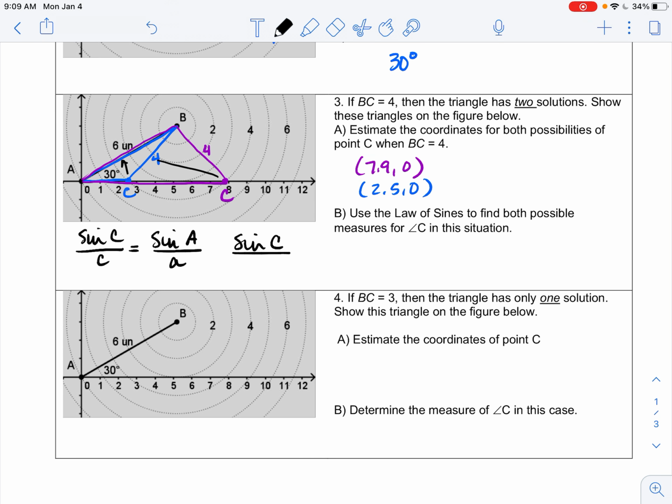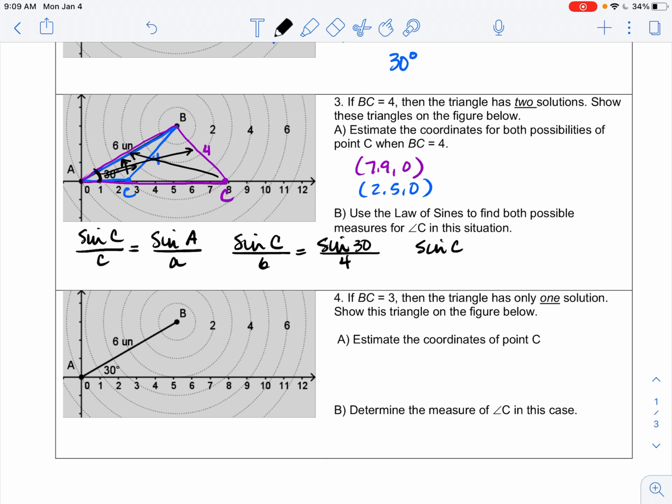No matter what, little c is going to be 6. If we go across from C, from either of those angles, it's going to be 6. Sine of A, angle A is 30 degrees. And little a, no matter which side we go with, it's always going to be 4. All right, so now we just need to figure out what sine of C is.